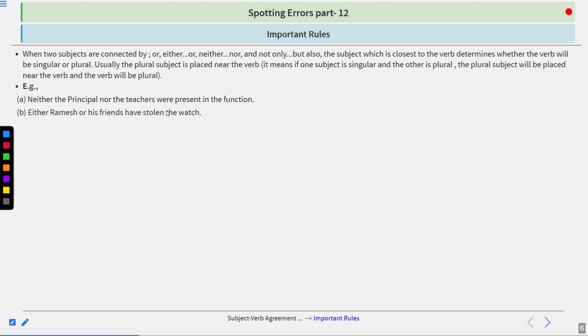Either Ramesh or his friends have stolen the watch. So either Ramesh or his friends. Again, the nearest subject is his friends. His friends is a plural subject. That's why we have used plural verb here. Have.